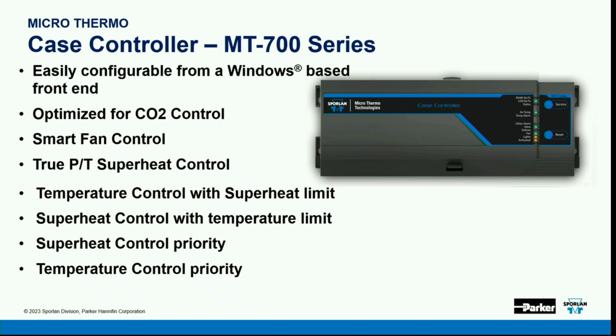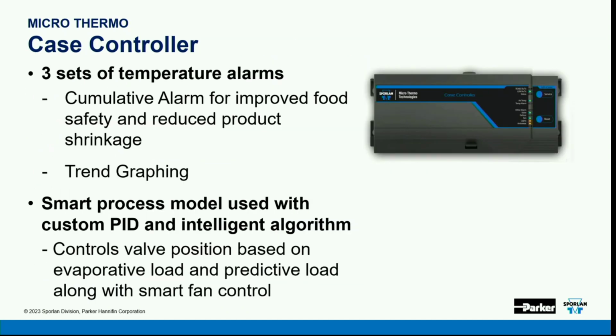It does a true pressure temperature superheat, and it can control the case 4 different ways. Temperature control with superheat limit. That's how every single CO2 store that I've started up is controlled. Superheat control with temperature limit, or straight superheat control, or temperature control priority, okay? So any one of those 4 ways you can set it up. We also have a case controller specifically for stepper valves and a case controller for pulse width valves. And we can do our own Parker pulse width valve, or any other pulse width valve that's out there on the market.